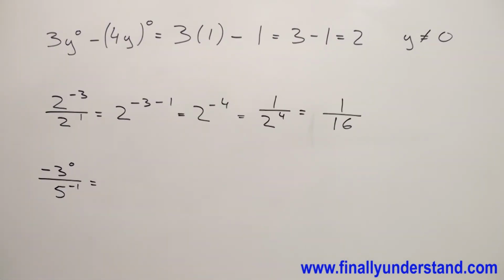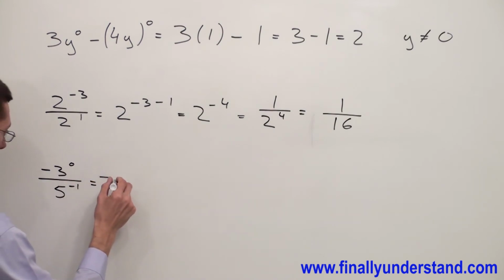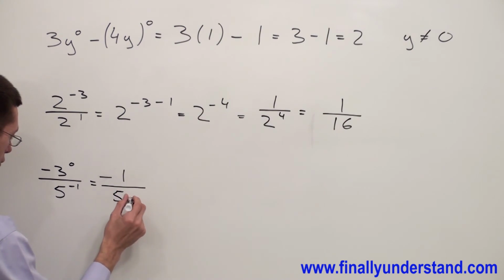Let's take a look at the third example. Okay, I have 3 raised to power 0. This exponent is going to affect only number 3. Why? Because I do not have parentheses. So the exponent is always going to affect the number which is immediately to the left of the exponent. Okay, so I have negative 3 to 0 is equal 1 over 5 to negative 1.